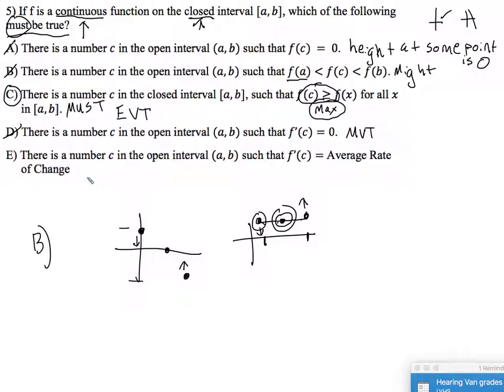This is a might. And then the last one is saying the exact same thing as MVT, so that the slope of the tangent at some point is equal to the average rate of change. That could be true, but we don't know because we don't know if it's differentiable or not. We need differentiable in order to use MVT. So I'm going to cross it out because we don't know if we can use it. For both of these, differentiable, I don't know. All right, and that's going to end the video.